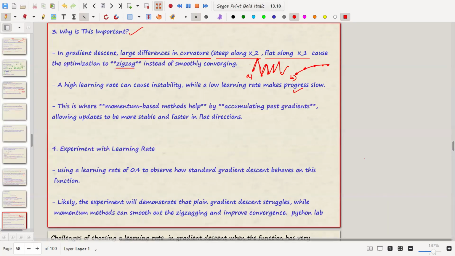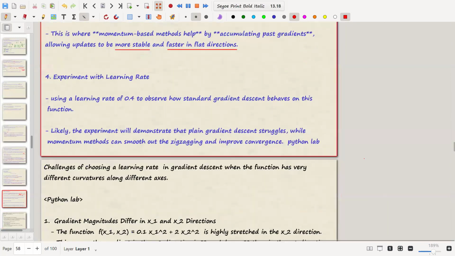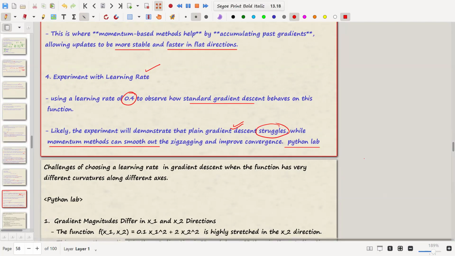This is where momentum-based methods help you by accumulating the past gradients, which allows the updates to be more stable and faster in flat directions. Fine. So we will experiment using Python. With the learning rate 0.4, we will observe how gradient descent behaves on this. Then we will see that gradient descent will struggle in this problem. We'll see that in Python now.